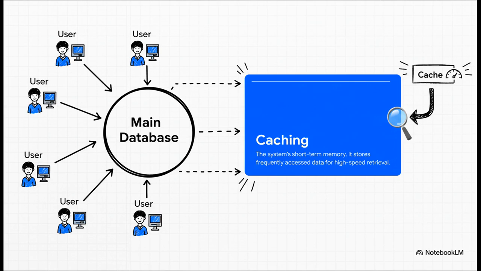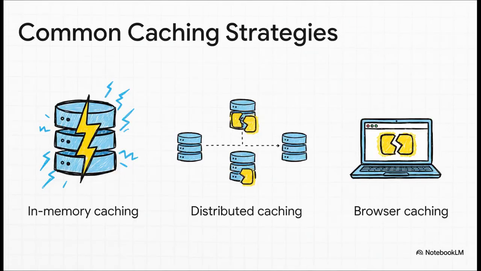It keeps a copy of it in a super fast, easy-to-reach place called a cache. This is what makes an app feel incredibly snappy and responsive. And engineers have a whole toolkit for this. It's not just one thing.